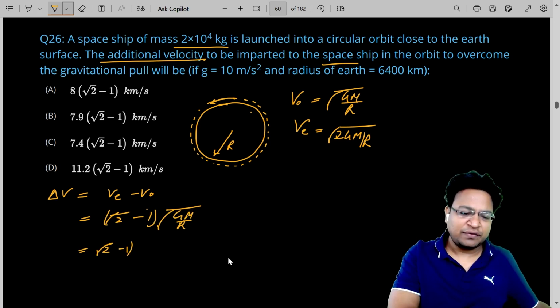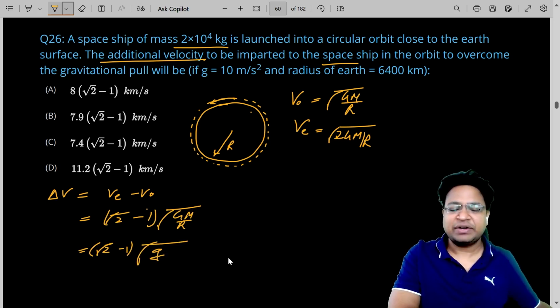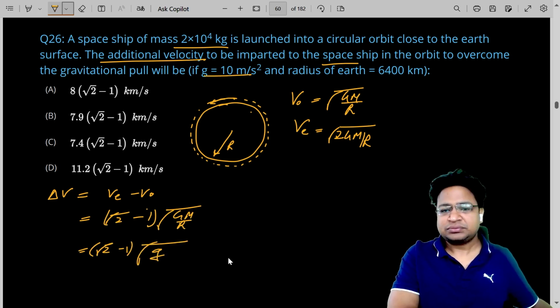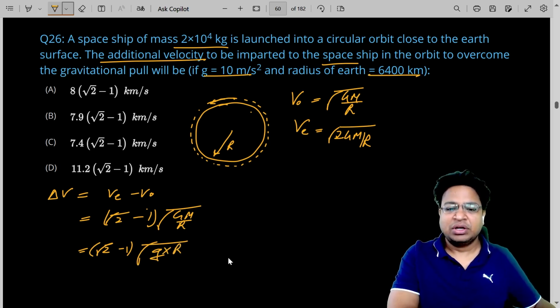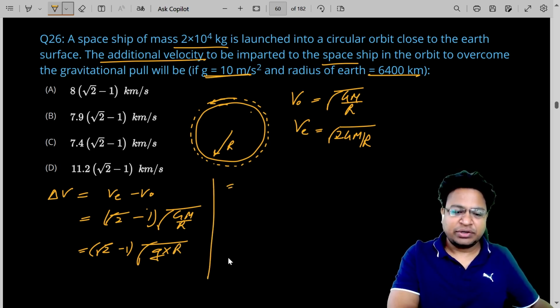Root of GM by R can be written as root of g, the acceleration due to gravitation on the surface of the Earth, times the radius of the Earth. And these two data have been given to us in the question. The radius of Earth is given, the value of g is given. So we just need to finish this calculation now. So it will become root 2 minus 1. We can see root 2 minus 1 in the option, so we've already got that.